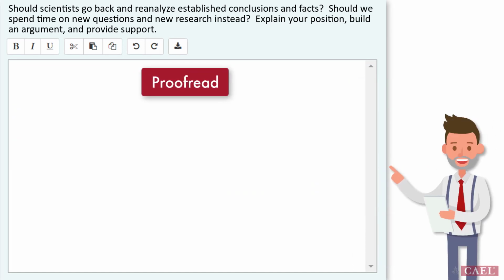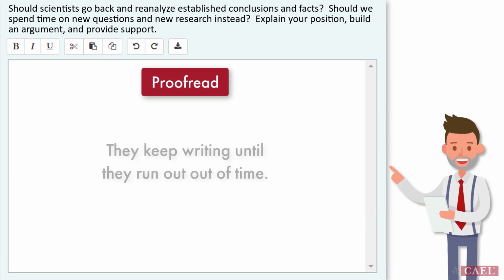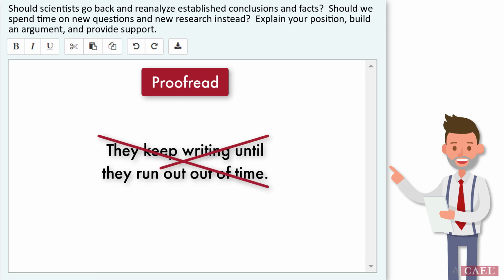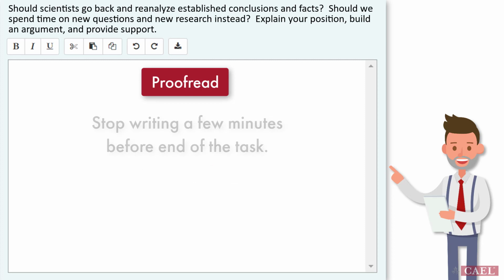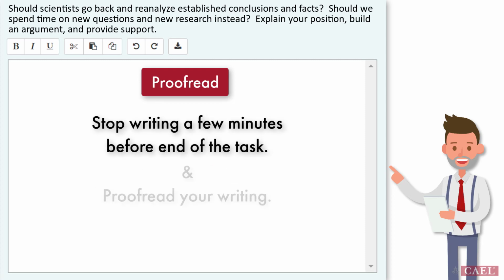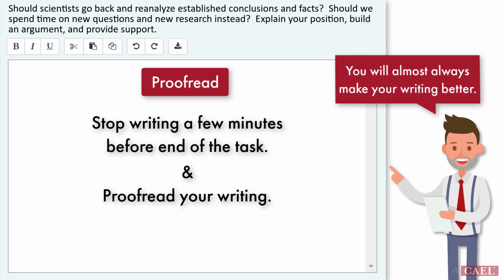Proofread. A lot of test takers just keep writing until they run out of time. However, this is a mistake. Make sure to stop writing a few minutes before the end of the test and proofread your writing. You will almost always find some ways to make your writing even better.